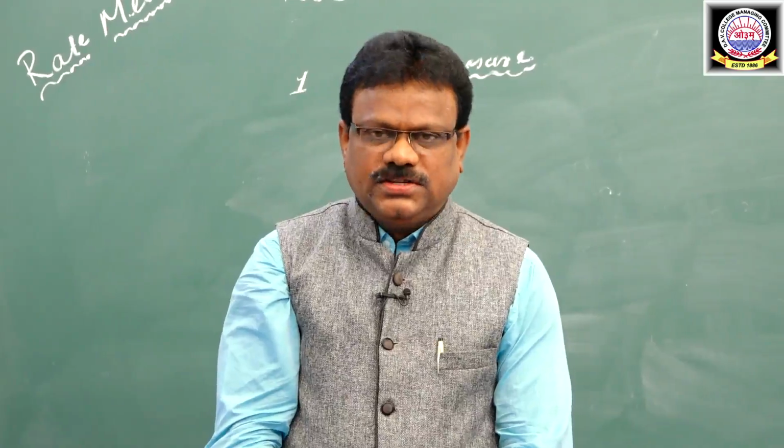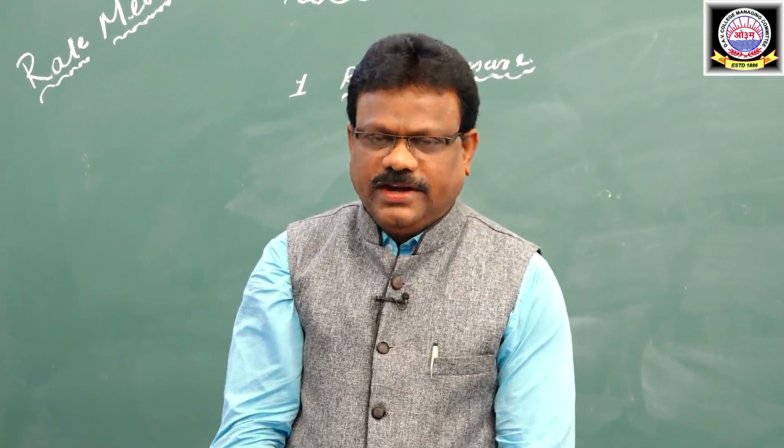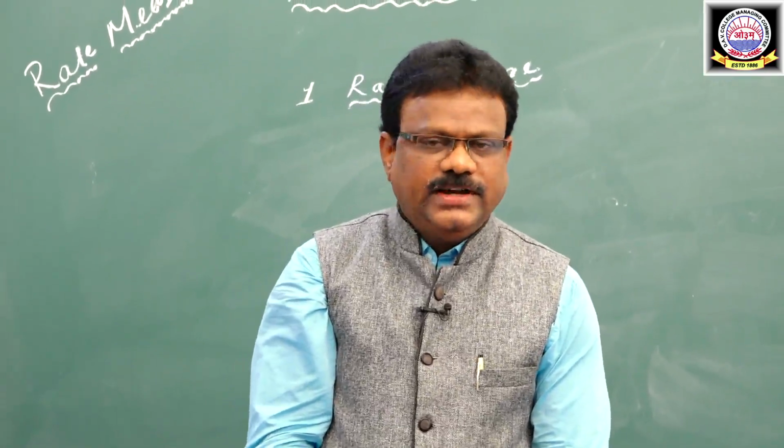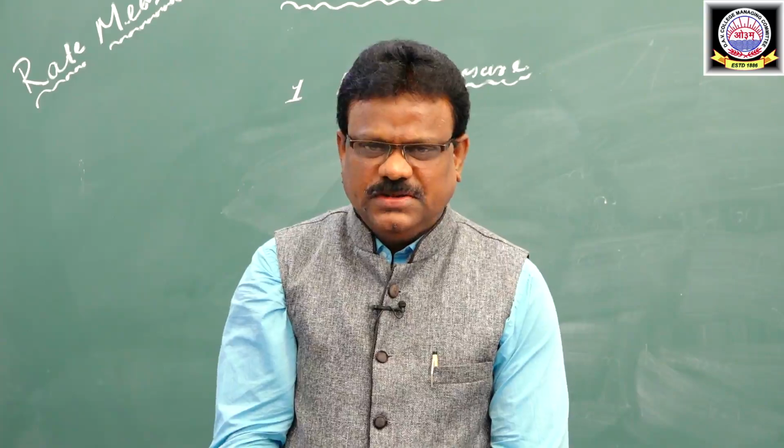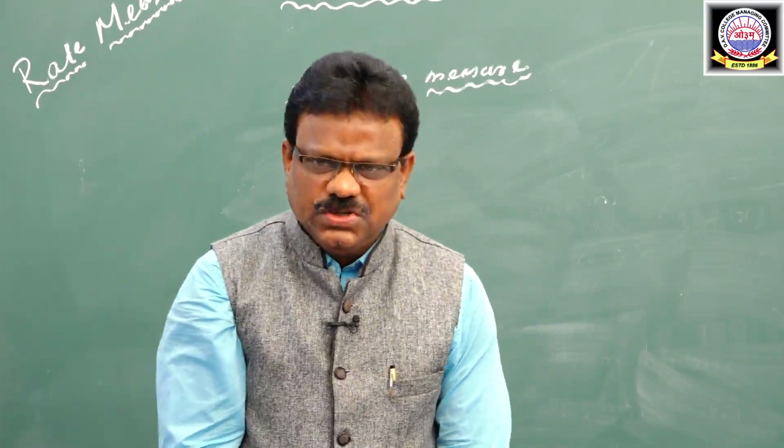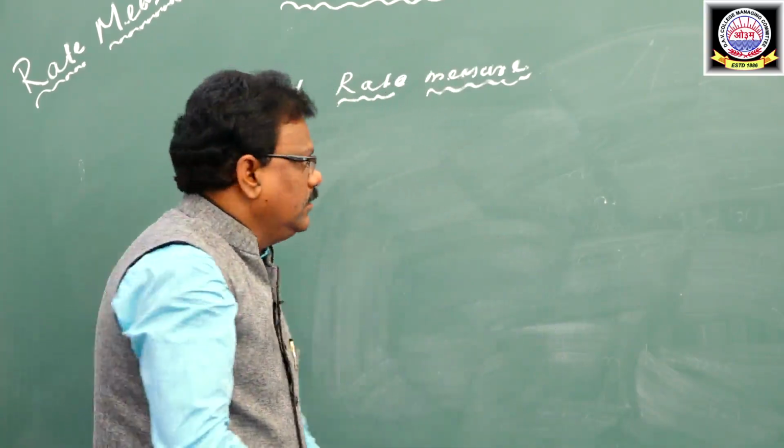Okay, let us discuss some questions related to rate measure. So, write question number 1. Find the rate of change of the area of a circle with respect to its radius, where the radius is 5 centimeter. It is a 1 mark question. It is a very easy question. Let us see how it is solved.